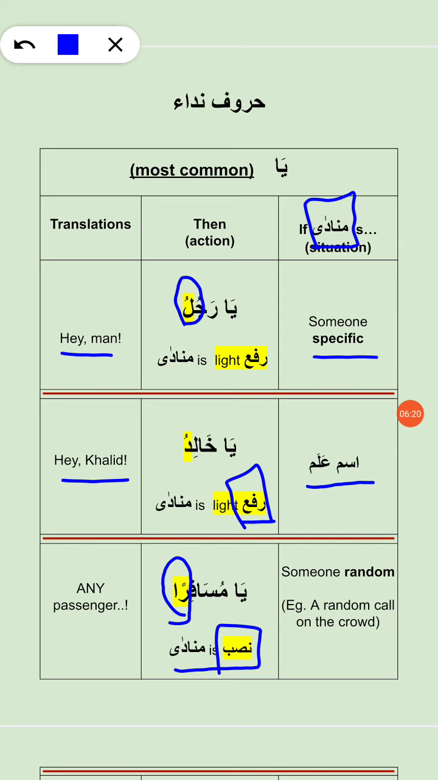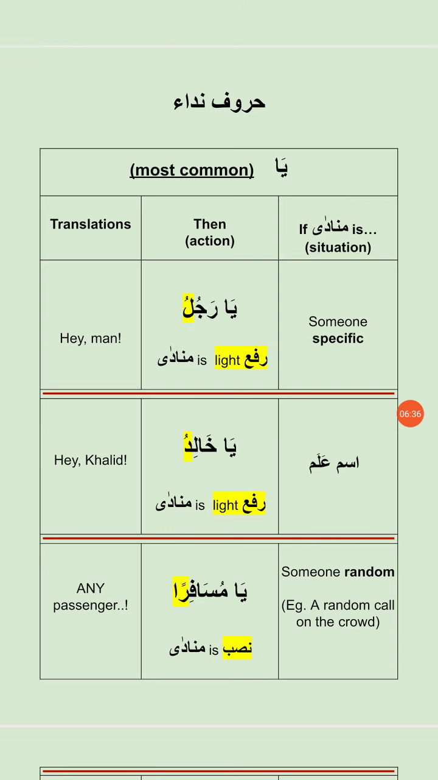And if you want to call out to someone random, any random person, all right, what do you do? You simply make it nasab and you don't make it light. Okay, it is with tanween. So ya musafiran.